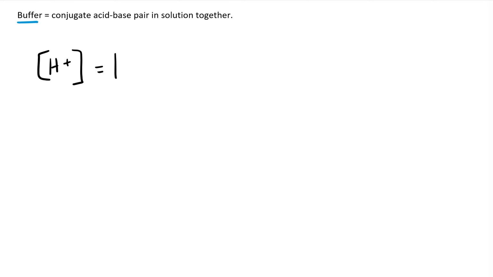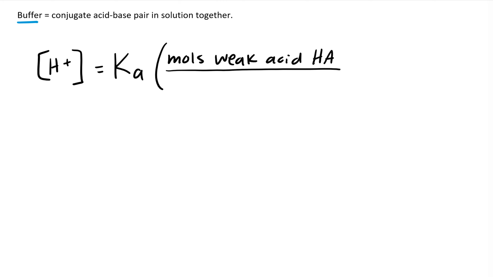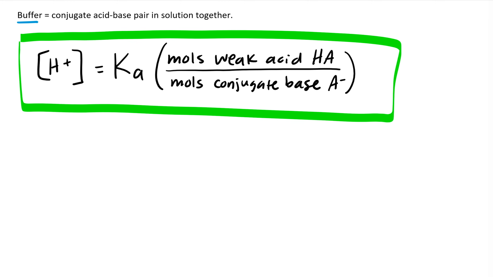a buffer. It's going to be Ka times a ratio of moles of weak acid, or in other words, HA, generic formula for weak acid, over the moles of its conjugate base. And so its conjugate base would be A minus. Remember, conjugate acid-base pair, they just differ by one H plus. So this is the one equation I would like for you to use.